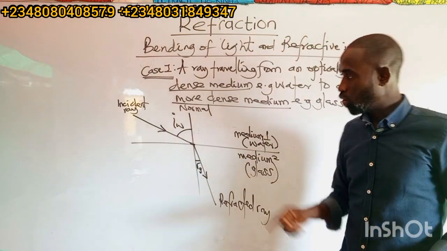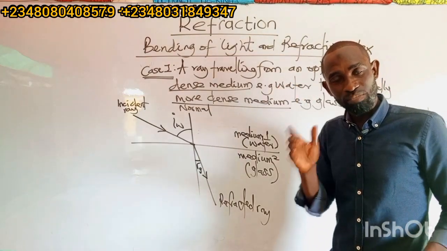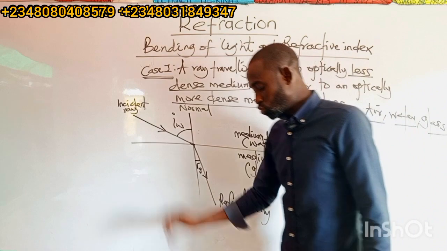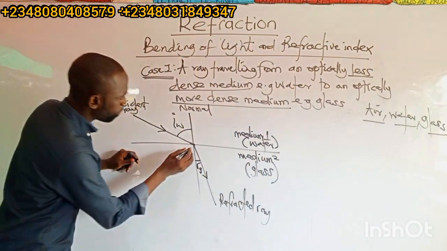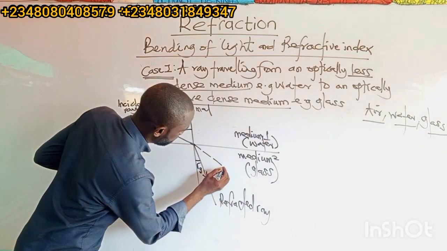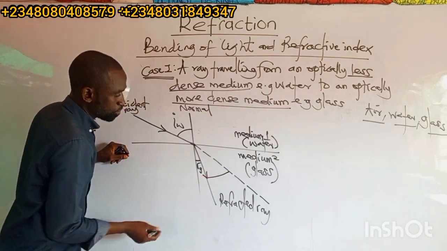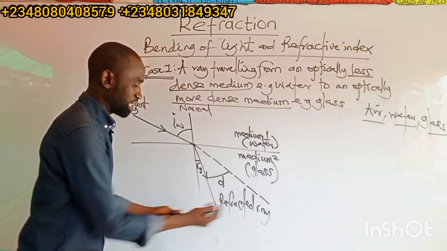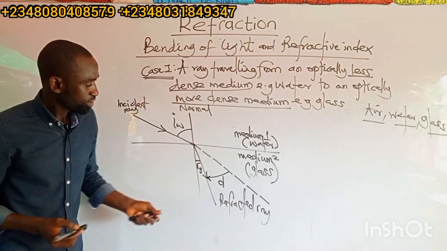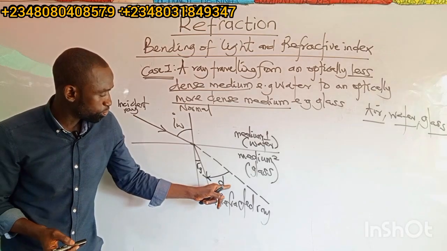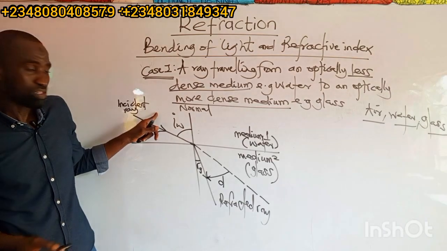Take note of that. When a ray of light travels from a less dense medium into a more dense medium, the ray will bend towards the normal. Now look at this. This ray is supposed to be traveling like this. Are you with me? So it bends to this place. So here we have what we call the angle of deviation. It bends to this place. Now, this is our angle of deviation, plus our angle of refraction gives us our angle of incidence.